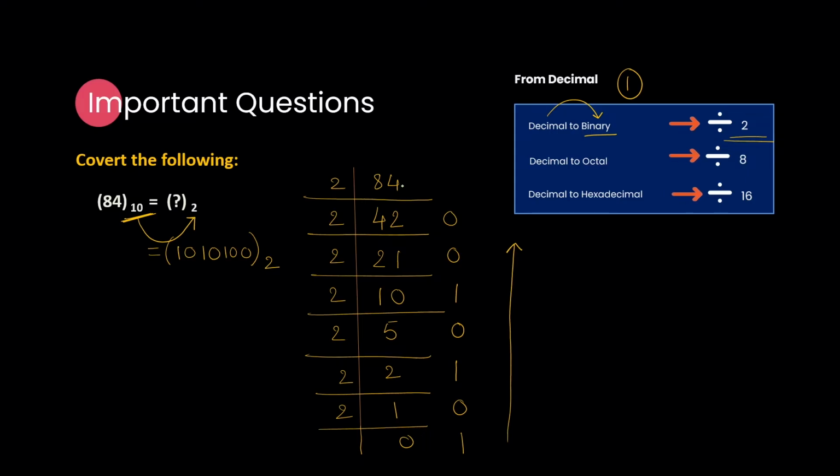Let's start the process. Dividing number 84 by 2, we will be getting 42. Remainder is 0. In this way, we will be continuing the process. 42 divided by 2 will be 21. Remainder is again 0. Now let's divide 21 by 2. We will be getting 10 and the remainder is 1. Because it is not completely divisible by 2, we got remainder 1.